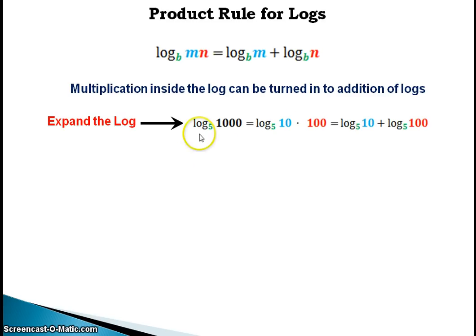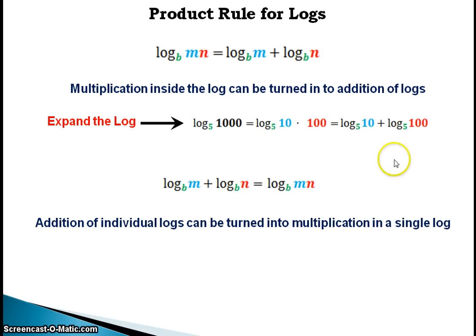So let's look at an example. Here we're going to expand a single logarithm into multiple logarithms. So we have log base 5 of 1,000. Now that is equal to log base 5 of 10 times 100. 1,000 is definitely 10 times 100. That means we can write this as log base 5 of 10 plus the log base 5 of 100, because the product rule says anytime I have multiplication here, I can break that up into 2 logs that I add together.